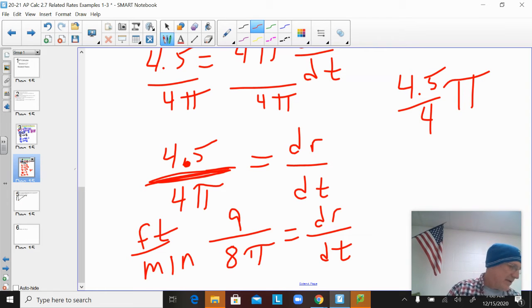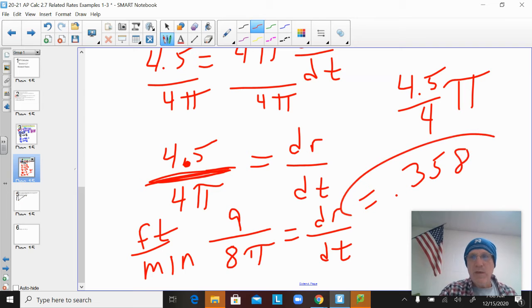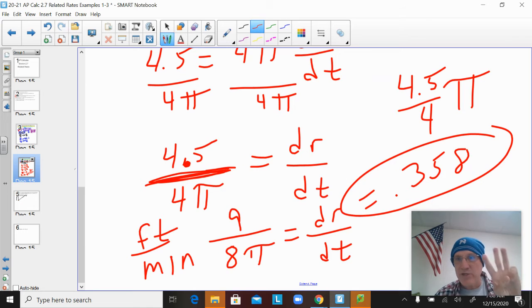It turns out to be 0.358 if you want to make that a decimal. And a reminder, if you're making it a decimal, the AP test requires 3 decimal places, either rounded or truncated. Either one is fine. For some reason, the AP Calc test is very picky. So 0.358 feet per minute. That's how fast the radius is changing at the point where the radius is 1, if the volume is changing at a rate of 4.5. So there's your second example.